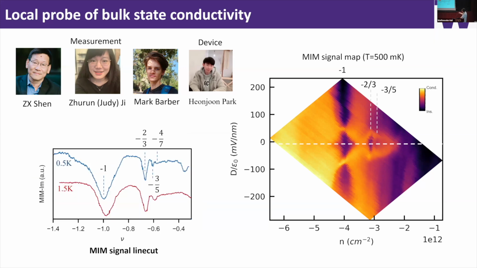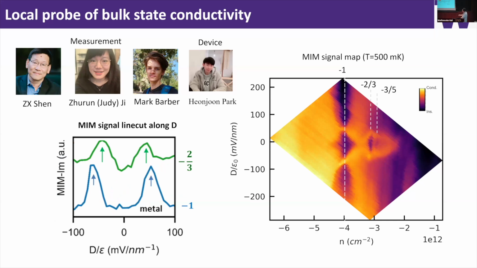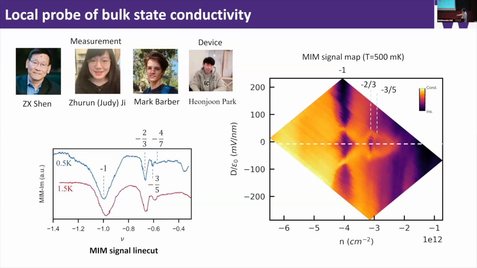Let's take line cuts first near zero electric field. In these line cuts, the blue curve is at 500 millikelvin and the red is at 1.5 Kelvin. Let's just focus on the blue curve here. You see the filling factor -1. There's a suppression of local conductivity, and the same happens at the filling factors -2/3, -3/5, and -4/7. So these measurements tell us that it's another way to probe these fractional Chern insulator states. It's a local conductivity measurement.